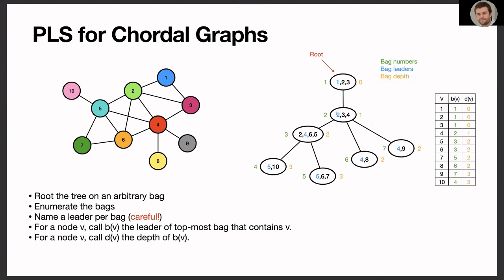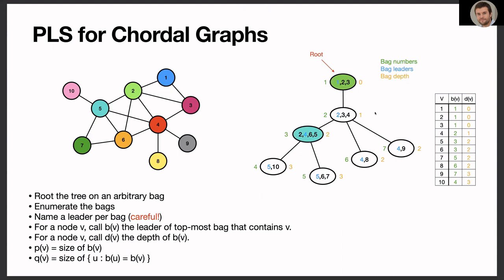So we also keep the depth of these bags. We call it the depth of a vertex, the depth of the bag that we picked for every vertex. And we also give the vertices the size of this bag, the number of vertices that have this bag, like the topmost one. And we show that essentially with this information, every vertex can check the consistency of this clique tree.